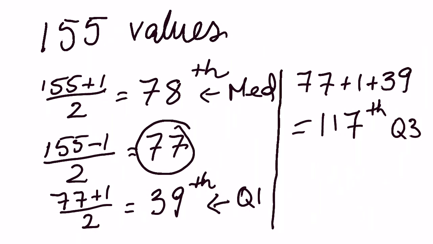So notice that what I'm really doing there in coming up with that value is I'm thinking about it as though they're dots. I'm thinking 77 in a row, then 1 in the middle, and then there's going to be 77 more. I need the 39th of those 77, which brings me in total to the 117th value will be Q3. And that's the end of this tutorial.